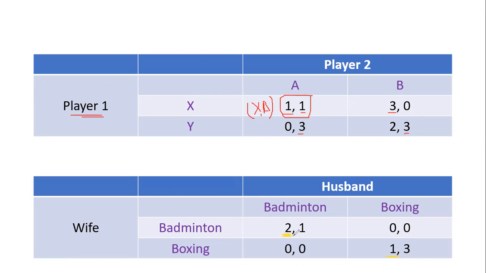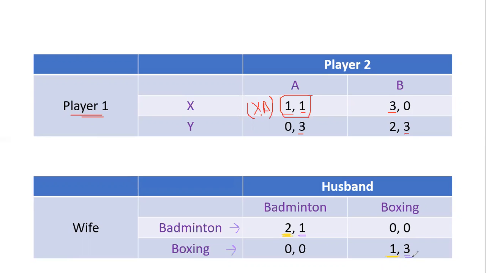Okay. Now for the other player, that is the husband. If the wife chooses to play badminton, should the husband play badminton or boxing? Badminton. Underline it. But what if the wife chooses to play boxing? Should the husband choose badminton or boxing? In this case, the husband's optimal choice should be boxing.